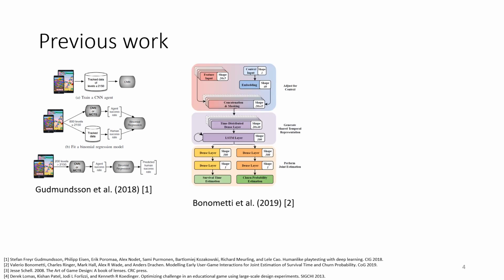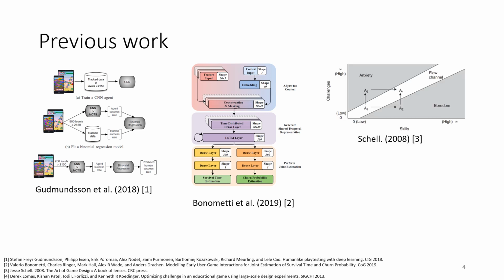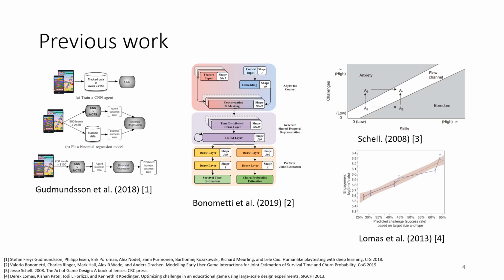Some work predicts an individual player's churn probability based on their in-game data. We focus on the prediction of average churn ratio per game level, not the probability that a particular player churns. Previous work has also investigated the relation of game challenge and engagement. For example, flow theory states that the balance between challenge and skill needs to be optimized. On the other hand, Lomas found that in their educational game, lower challenge leads to higher player engagement.